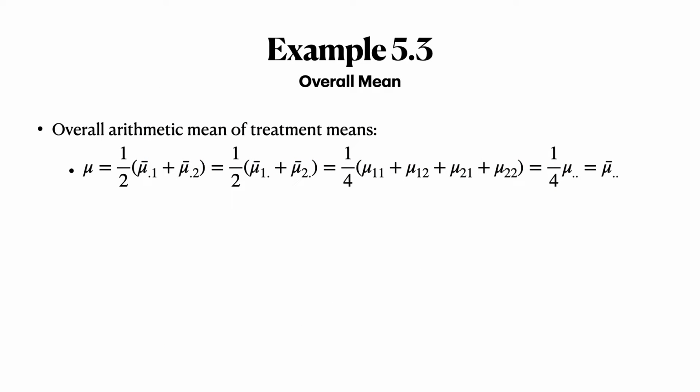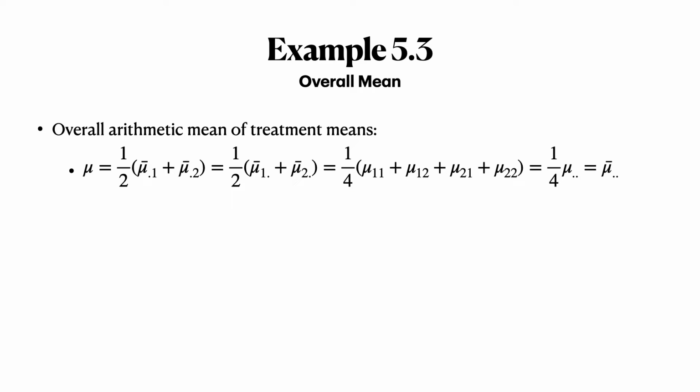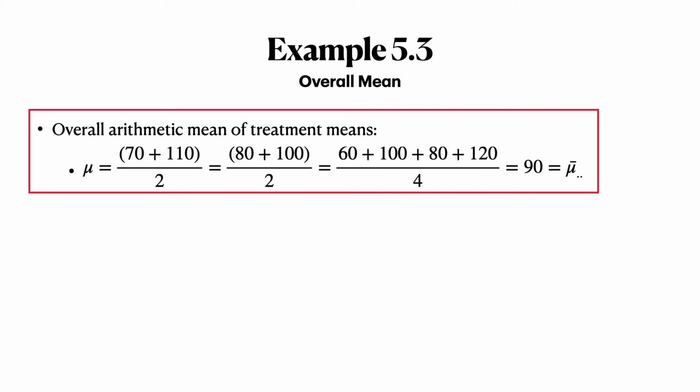And then finally, we can calculate the overall arithmetic mean of the treatment means. And again, we can calculate that three different ways. We can calculate it as the arithmetic mean of the column means. We can calculate it as the arithmetic mean of the row means. And we can calculate it as the arithmetic mean of the individual treatment combination means. And any of these approaches will give the same value. And we see here that mu is equal to 90.